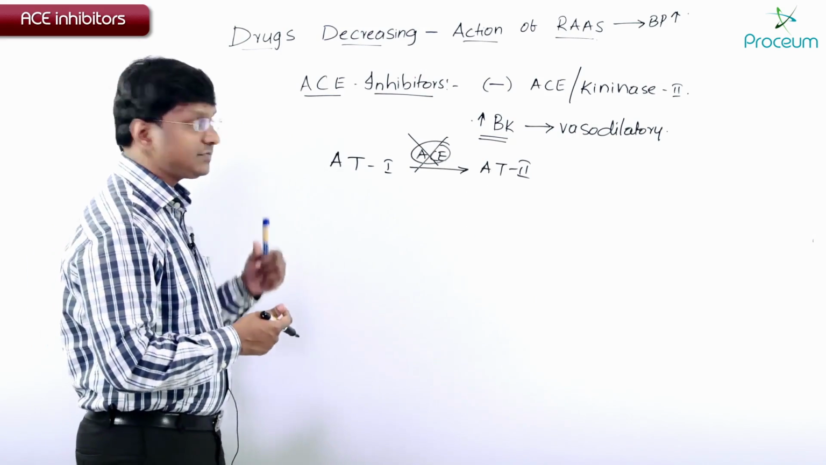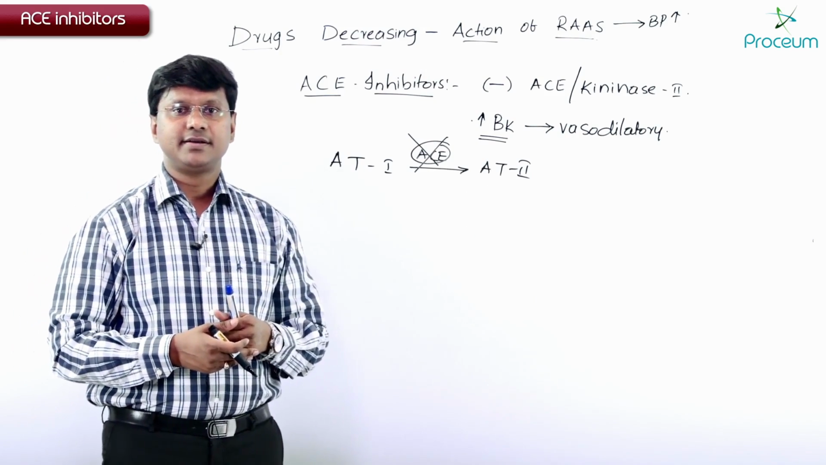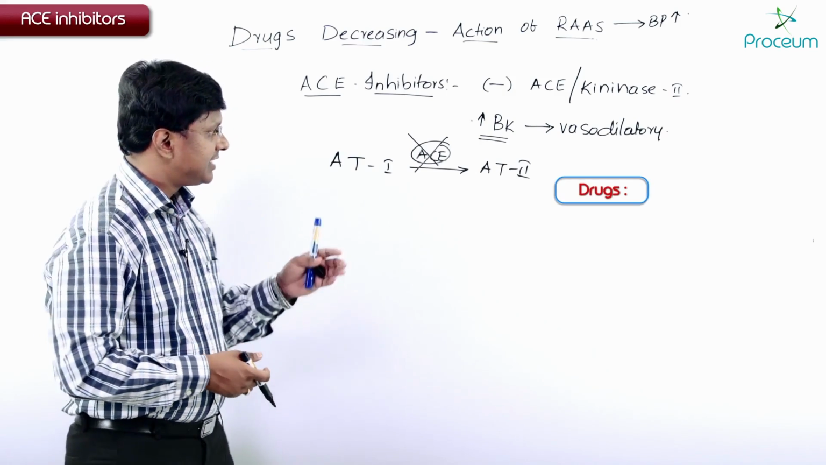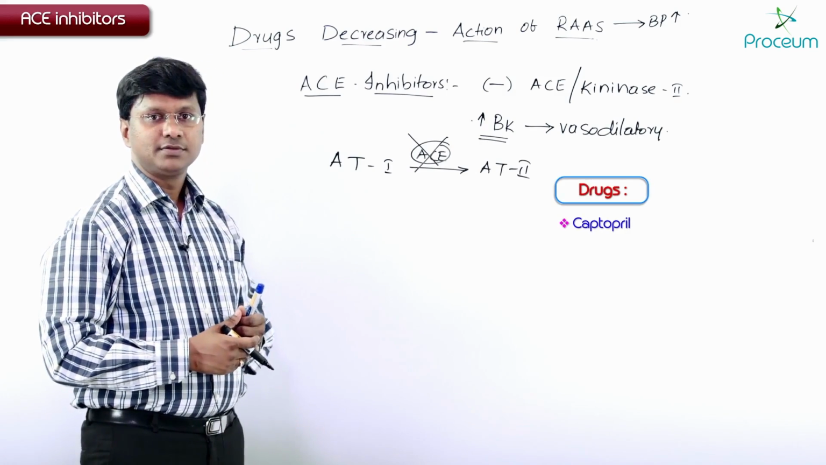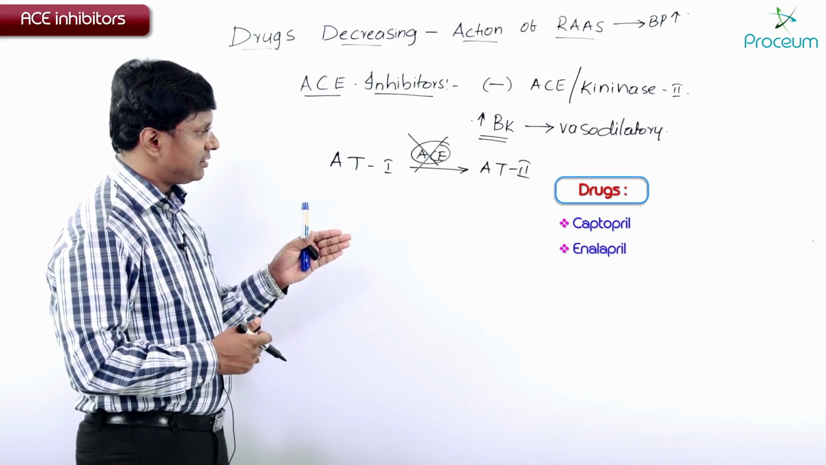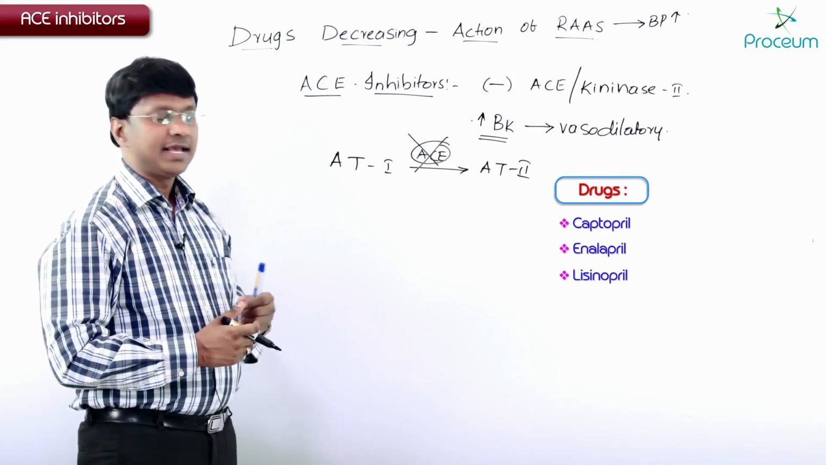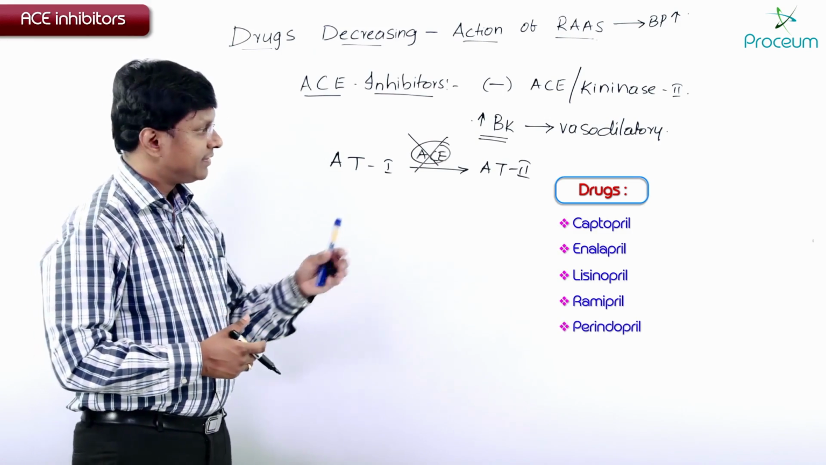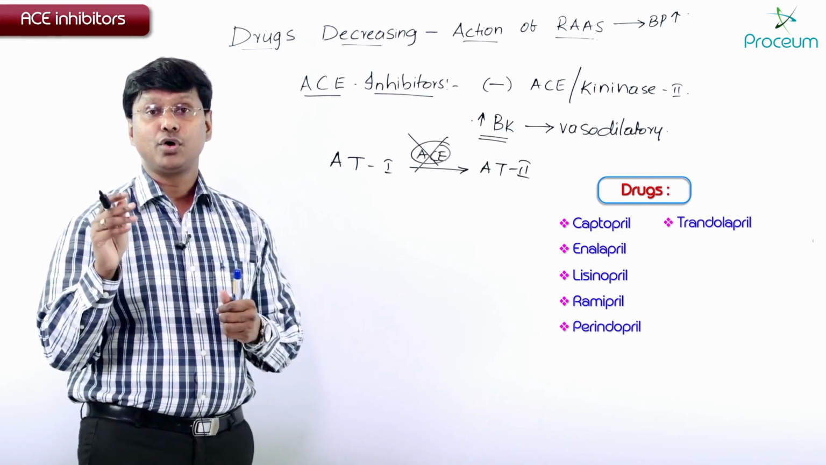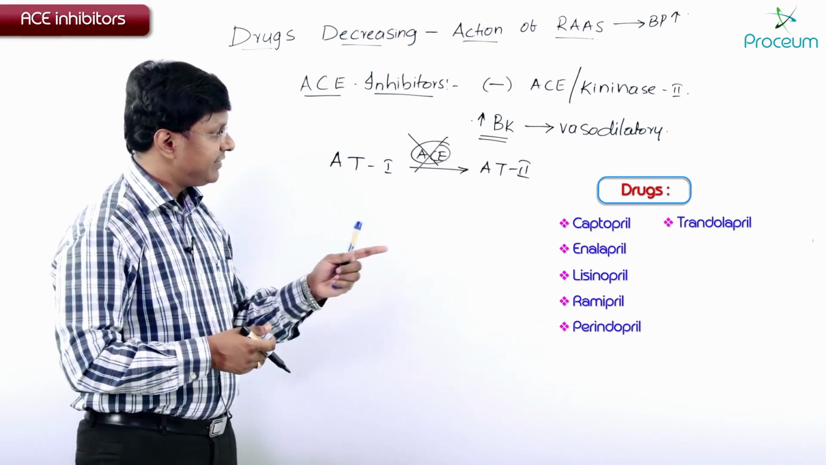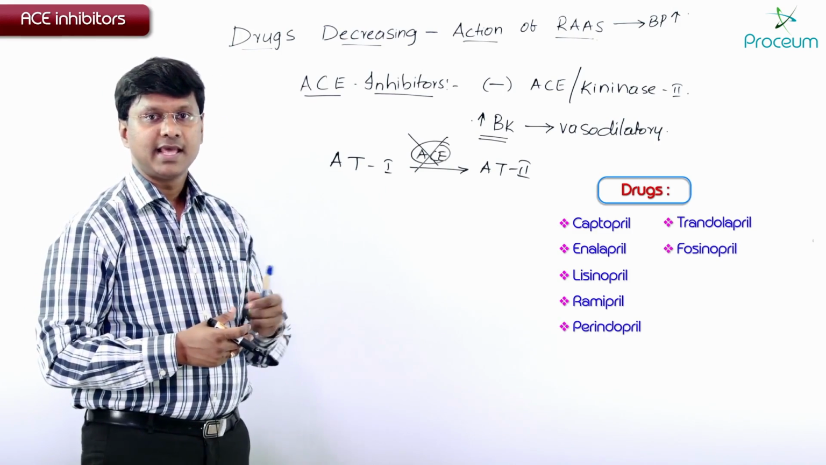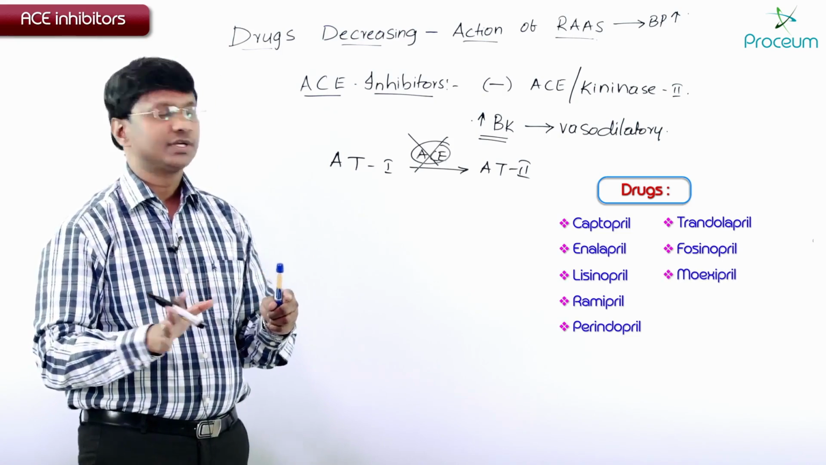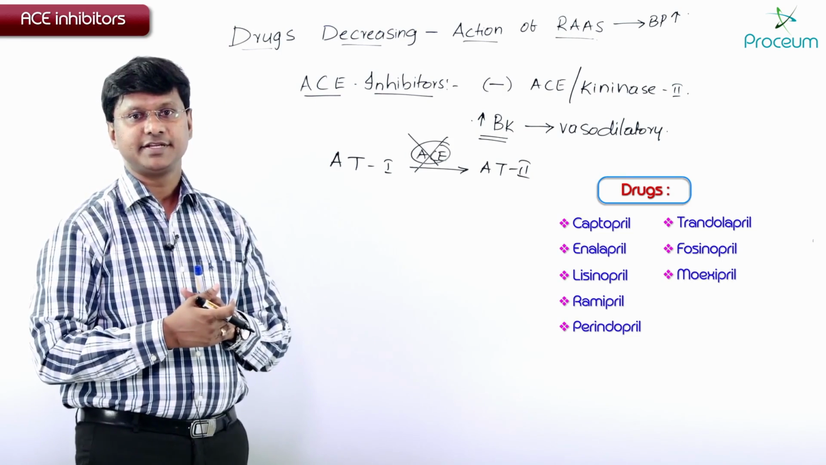Now, the drugs included in these ACE inhibitors are captopril, enalapril, lisinopril, ramipril, perindopril, trandolapril, fosinopril, and moxipril. These are the compounds in this group of ACE inhibitors.